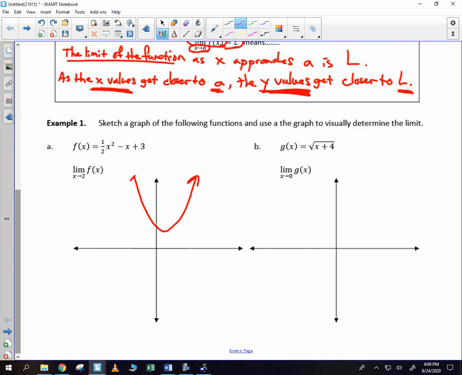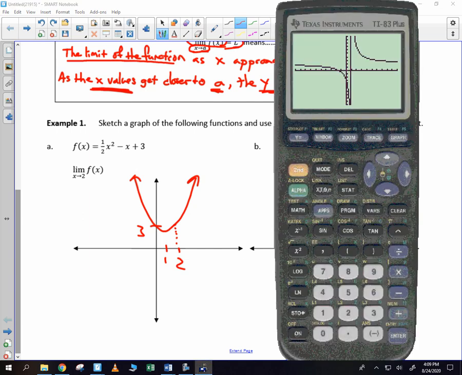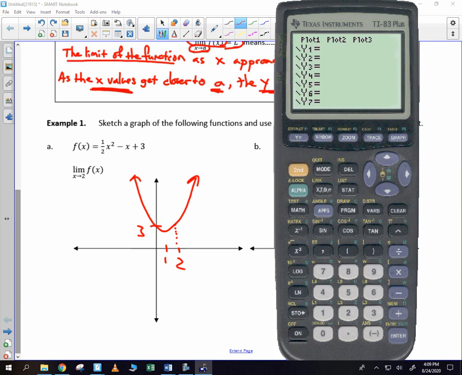This graph looks something like that, where this is at 3. And the question is, what is the limit of the function as x gets closer to 2? So as we plug in 2, what are the y values getting closer towards? I'm going to examine this a couple ways. The first way is to look at the graph: 0.5x squared minus x plus 3. I'm going to zoom standard, and I'm going to trace. And as I trace, I'm going to bring x closer to 2.